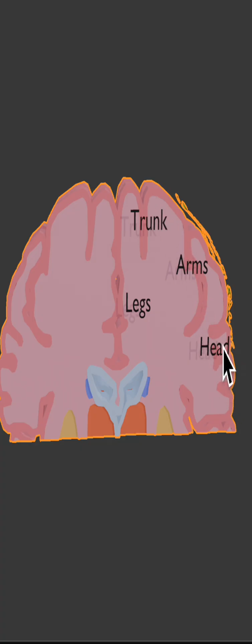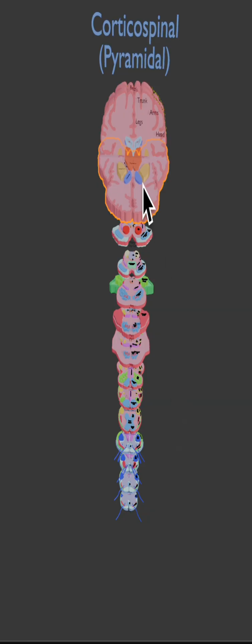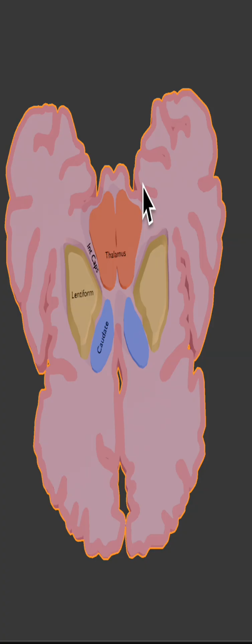The head fibers come from the lateral aspect, the arms here, trunk here, and the medial side of the cortex gives off the leg fibers. We are talking about the precentral gyrus, which is in other words called the motor gyrus or the motor cortex. In a transverse section, the cortex looks like this. You can see the internal capsule is here, through which all the fibers are going to pass.